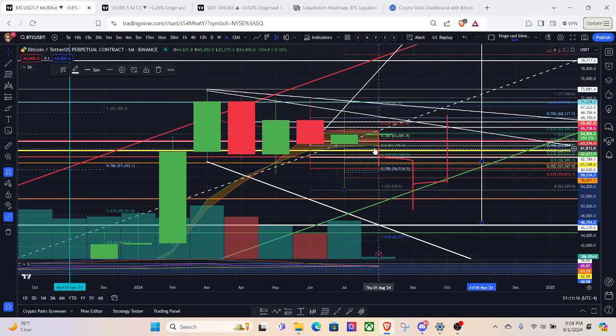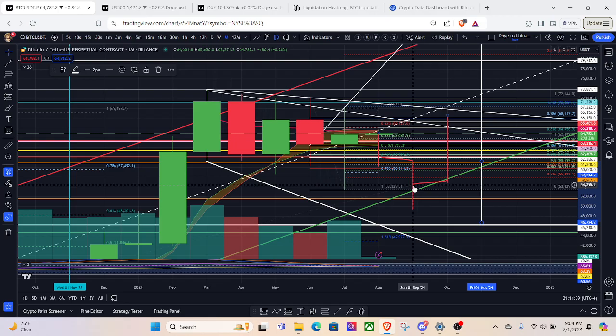However, if we close one monthly candle body below this, that would be a semi threat, but multiple closes is going to be really a much bigger threat in my opinion. And I don't really expect to see that necessarily.